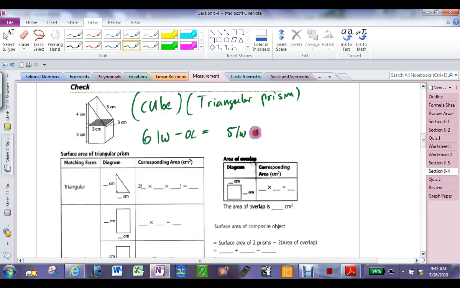Agreed? Plus, now my triangular prism, I look at that, I don't need that bottom rectangle, do I? So I really just need my 2 triangles, which are 2BH over 2, so they cancel. Just my BH, plus that rectangle, which is 3 by 5, so there's an LW there, and the back rectangle, which has another LW. So now I can just fill it in. This is the cube's LW. What is the LW on the cube? 3 by 3. So that's 5 times 3 times 3.